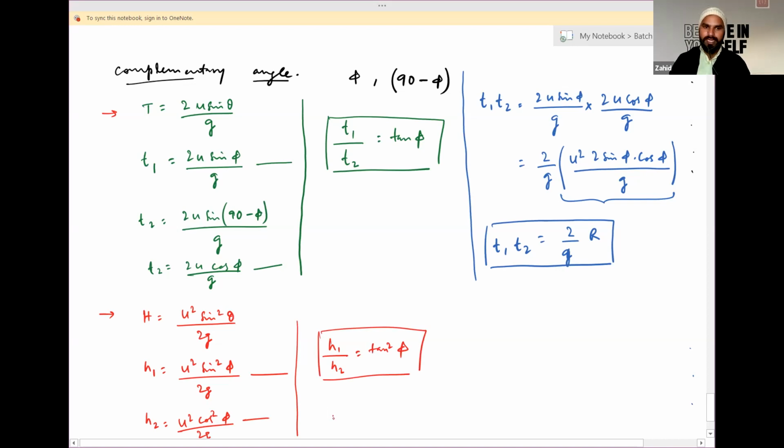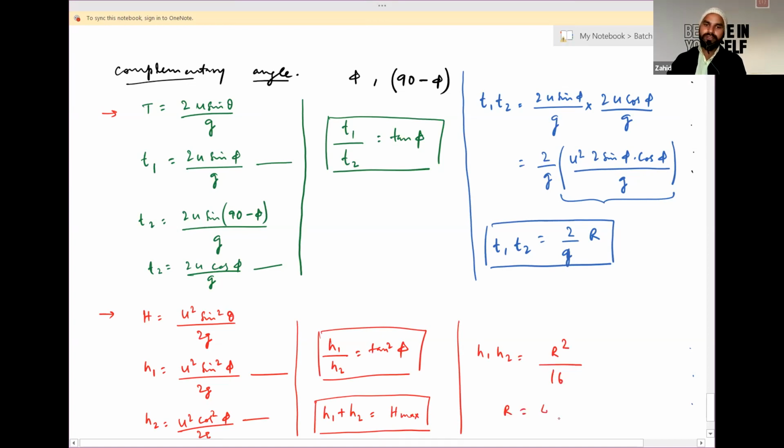Next, if you add them, h1 plus h2, you will get h max, as sine square plus cos square equals 1. And there is one more relation. Multiply them, and you will get range square divided by 16, or you may write it as R equals 4 times root of h1 into h2. So you have to remember all these relationships. Is it clear?